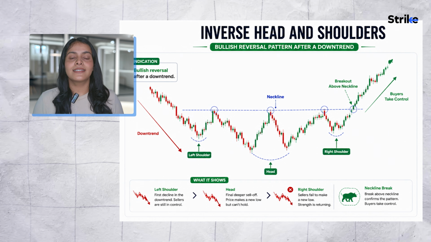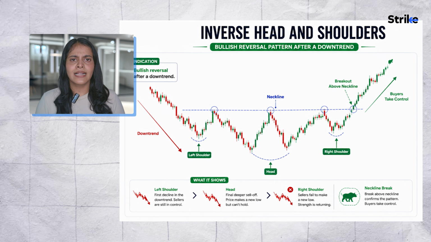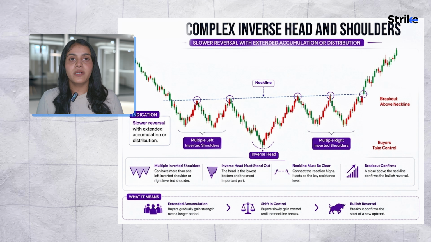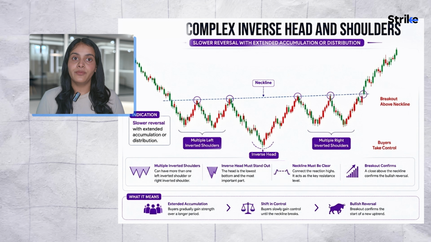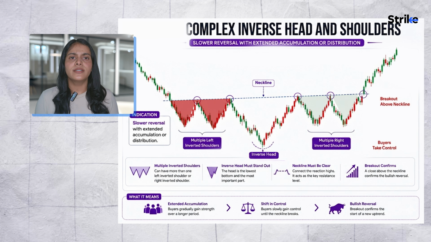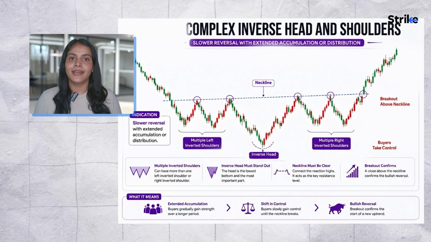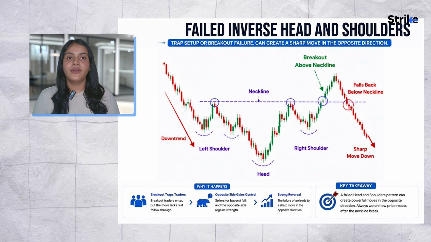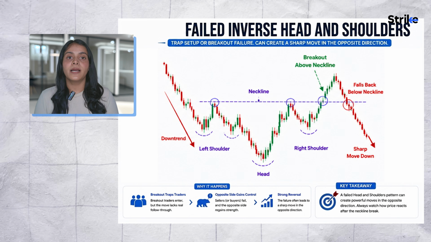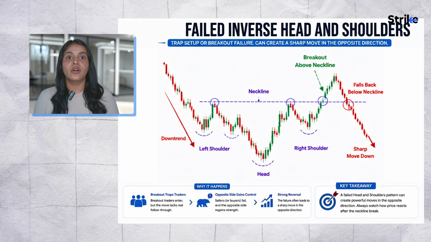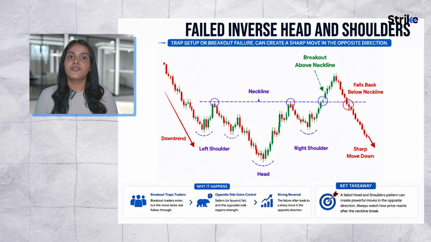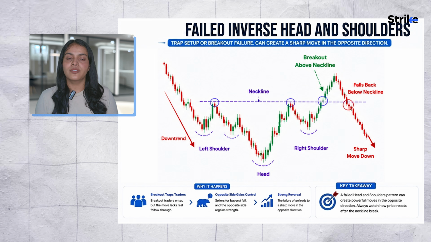The first one is the standard inverse head and shoulder, a classic bullish reversal pattern. The second one is the complex inverse head and shoulder, which may contain multiple shoulders, wider consolidations, and irregular structures. The third one is the failed inverse head and shoulder, in which sometimes the breakout fails and the price falls below the neckline. This can trap buyers and lead to sharp downside moves as well.